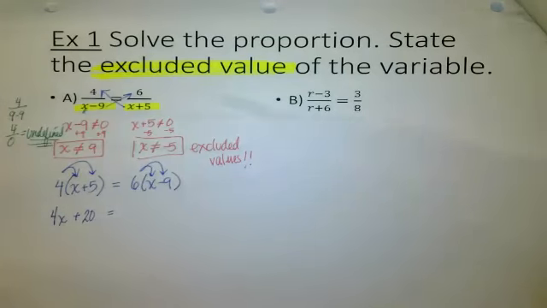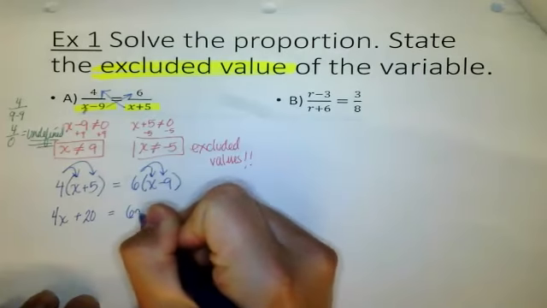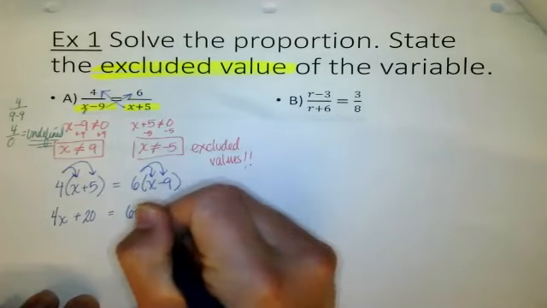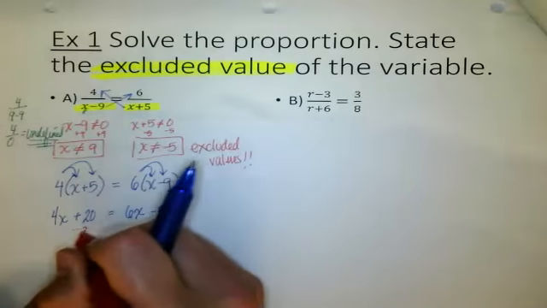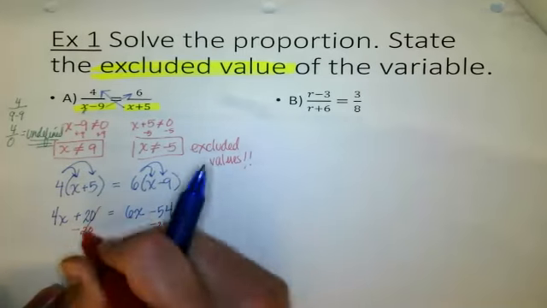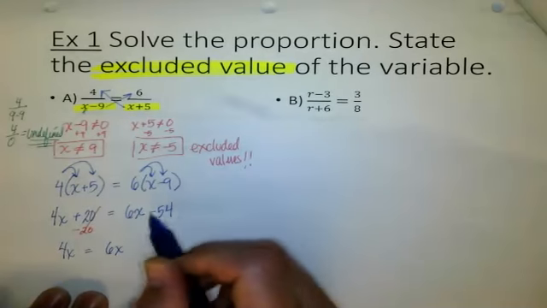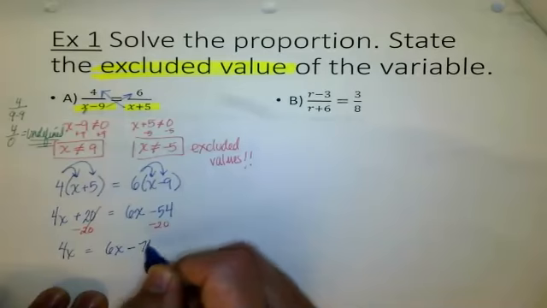All right, good. And then so 6 times x is 6x. And then 6 times negative 9? Negative 54. Okay. All right, we want to get our x's on the same side. So what do you want to do next? We can do that. We can subtract 20. We can certainly do that. So I have 4x is equal to 6x. And what's negative 54 and a negative 20? Negative 74.